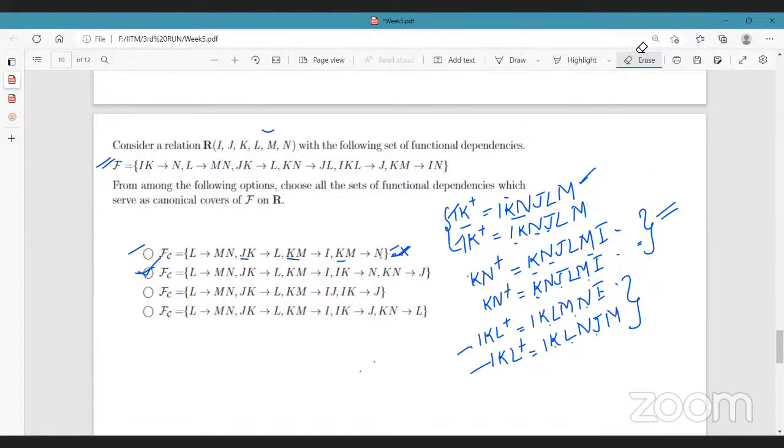Please, ma'am, here. L and N were extraneous. How can we ensure that others are not extraneous? We can check the closure.